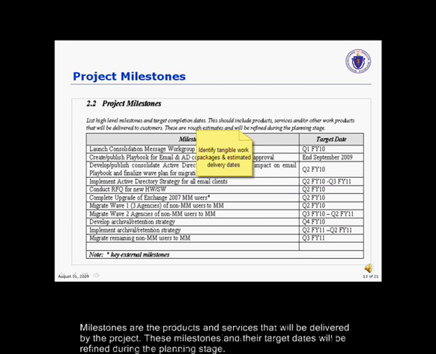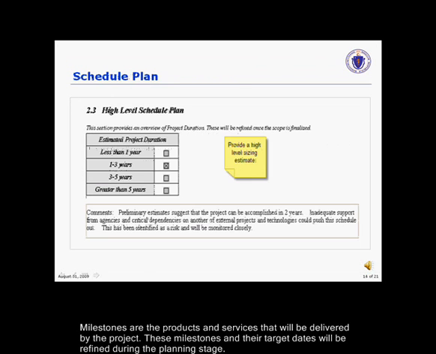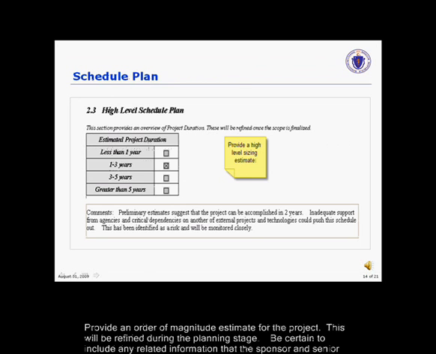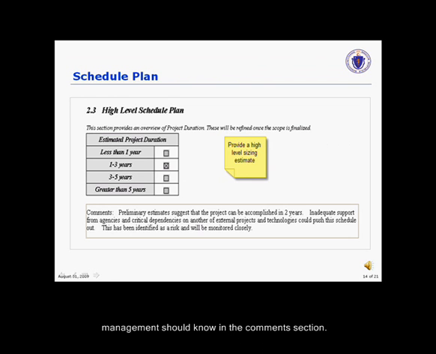Milestones. Milestones are the products and services that will be delivered by the project. These milestones and their target dates will be refined during the planning stage. Schedule plan. Provide an order of magnitude estimate for the project. This will be refined during the planning stage. Be certain to include any related information that the sponsor and the senior management should know in the notes section.